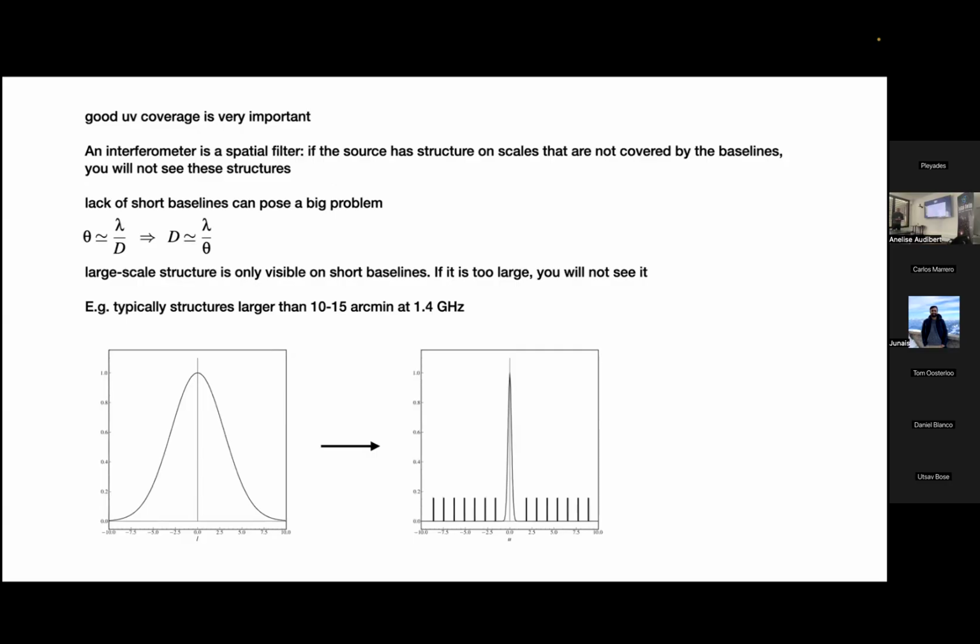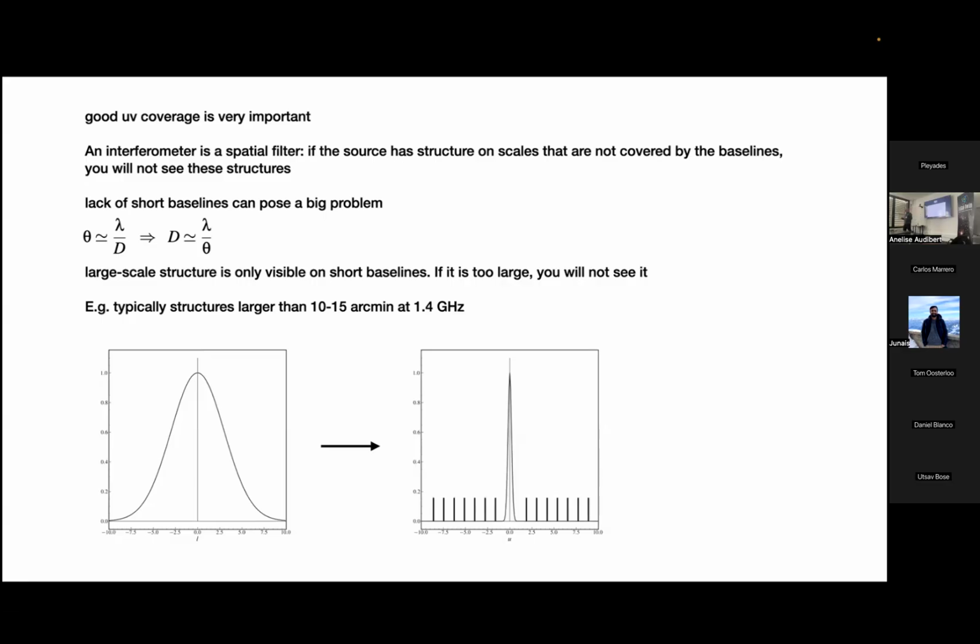Another aspect of this is that, in a sense, an interferometer is a spatial filter. And there are structures on the sky that you do not measure because there is no baseline there. So the lack of short baselines can pose a big problem, because an angle is lambda over d. So a structure of a certain size on the sky corresponds to a length of d = lambda over the scale. So large-scale structures, for example, are only visible on short baselines.